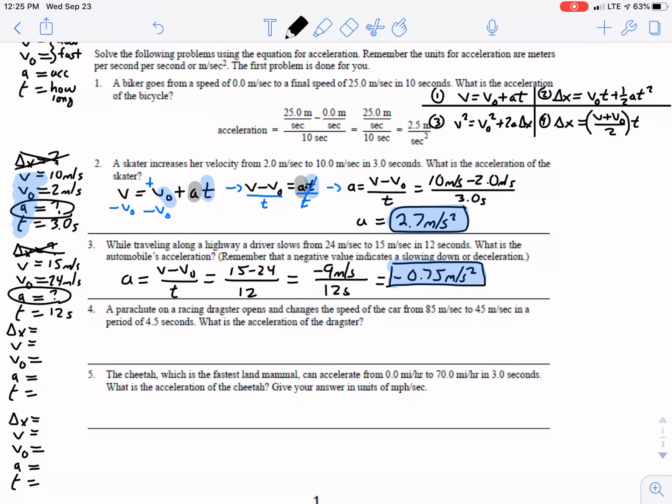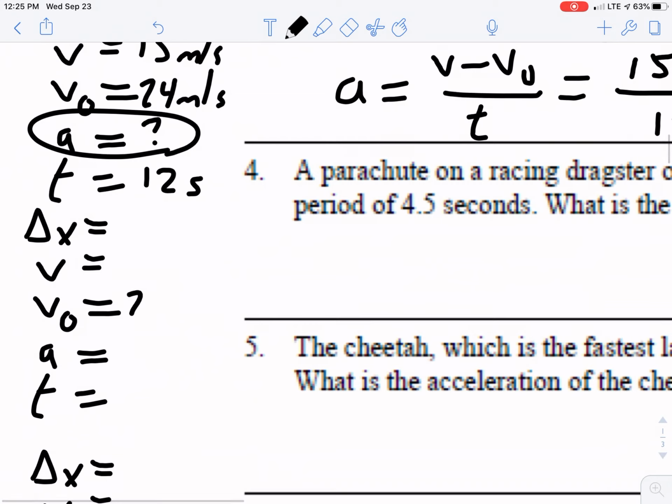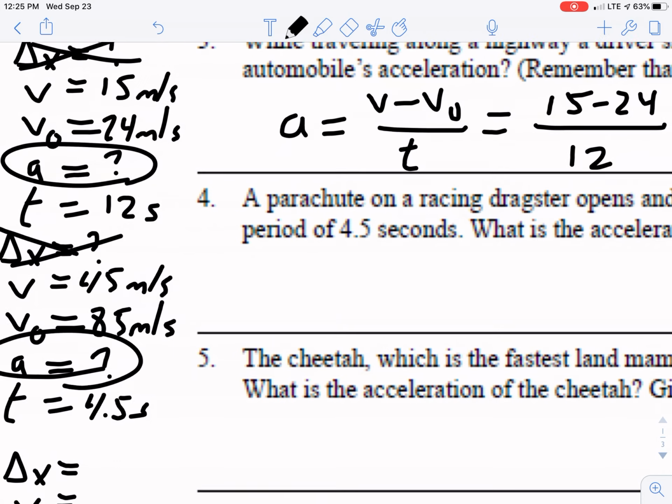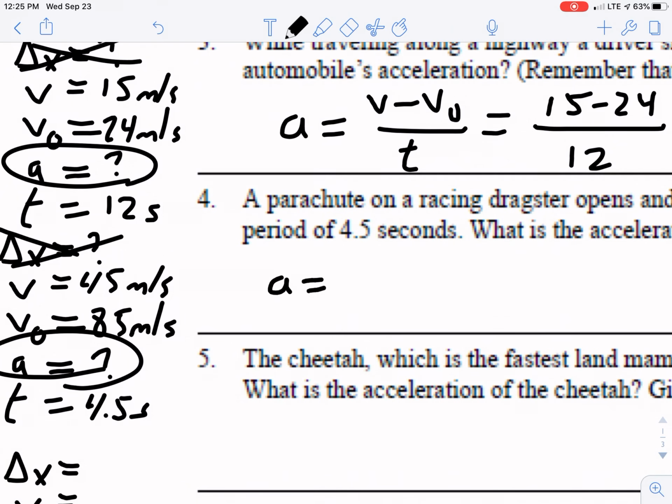All right, in number 4, we have a parachute on a racing dragster that opens and changes the speed from 85 meters per second to 45 meters per second in 4.5 seconds. So we are going from 85 to 45 in 4.5 seconds, still looking for acceleration, still don't care about the displacement. Still using the same equation. V equals V naught over T.